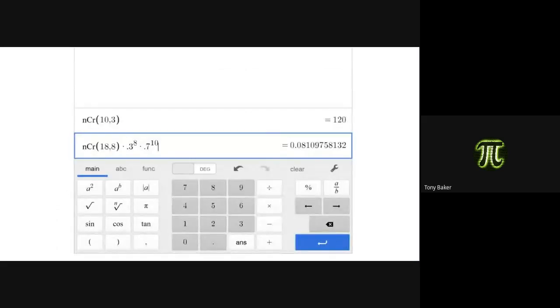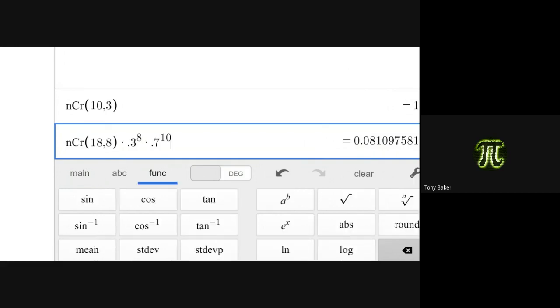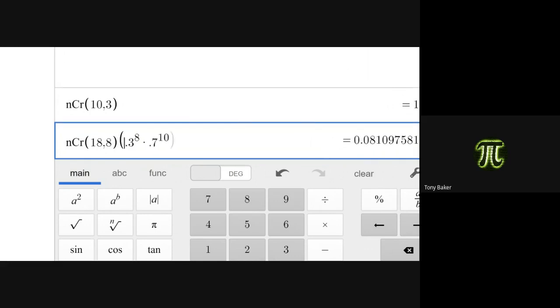All right. You're using the Desmos calculator? Which one, the graph or the other one? This one? Okay. So click on function. You'll get NCR. Yeah, 18 comma 8. I kept it in the parentheses. Oh, no. If you're going to do that, you would have to put parentheses around this and then around this one. Yeah.